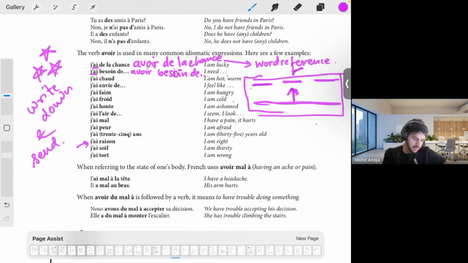And what happens is, if that body part starts with le, you have to learn these contractions. You can note these down if you want to.